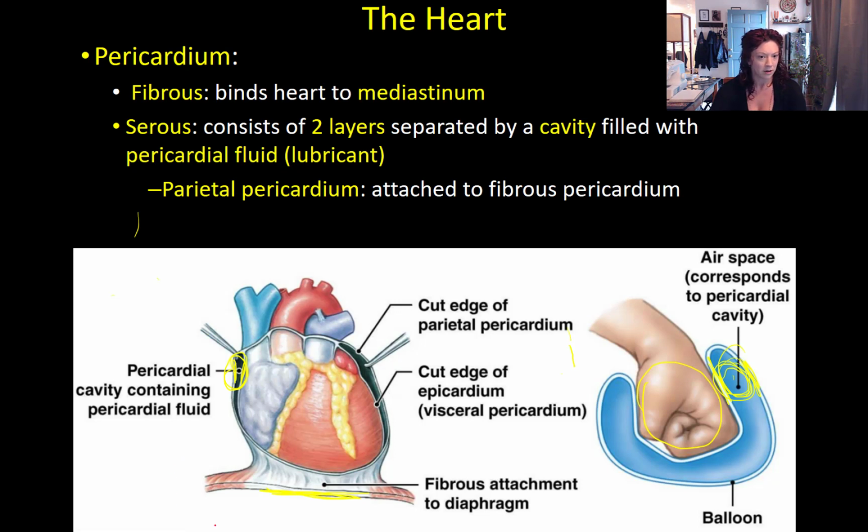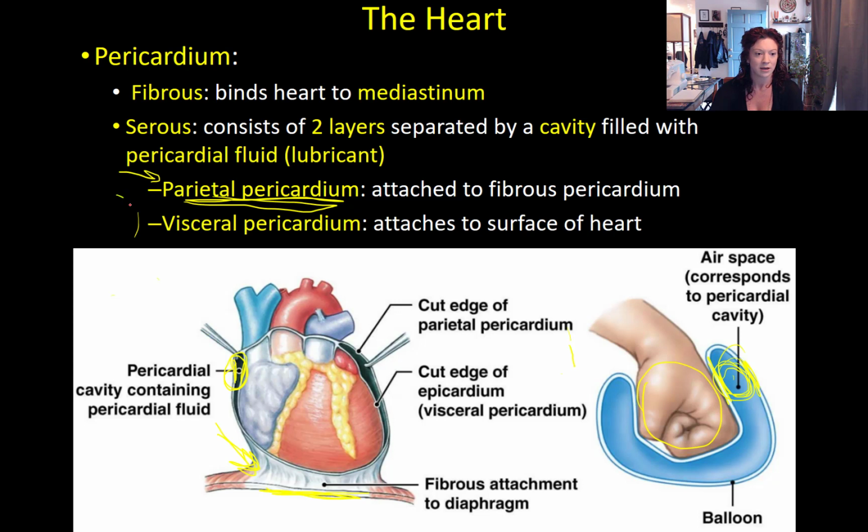The parietal pericardium attaches to the fibrous pericardium, which is down here. Don't worry too much about this. I'm just sticking it in there because you may see these words in the future. I will not test you on this. I just want you to see it. Same thing here. Visceral pericardium, it attaches to the actual surface of the heart. This membrane on the inside, that's the visceral pericardium. This membrane on the outside, that is the parietal pericardium.